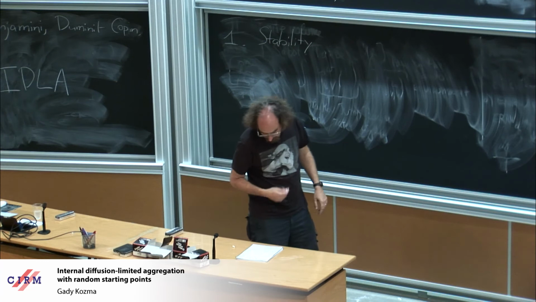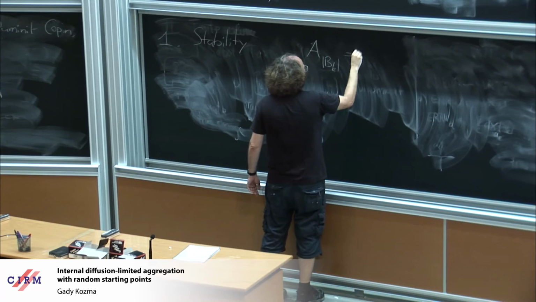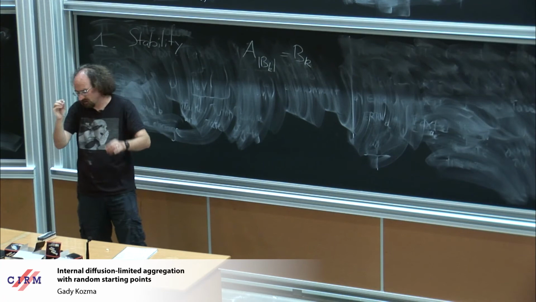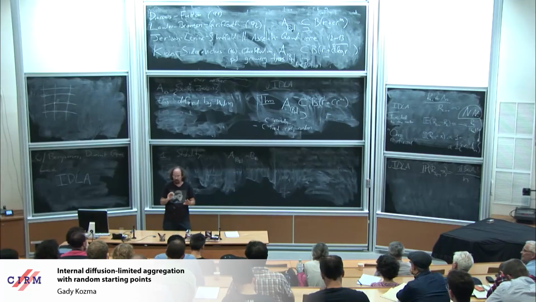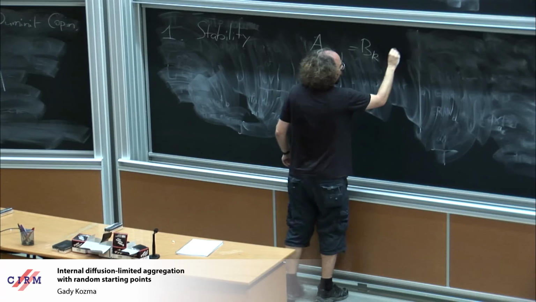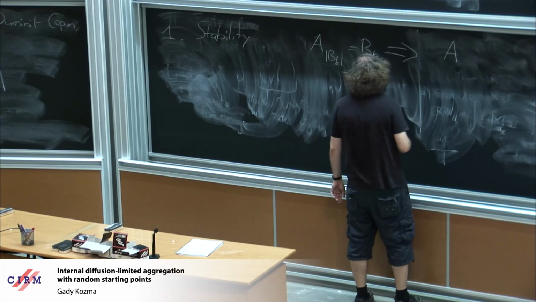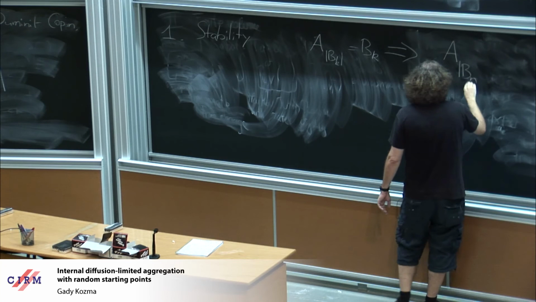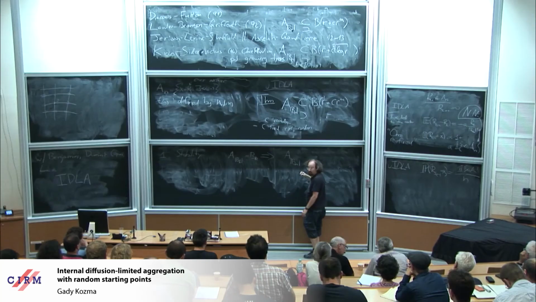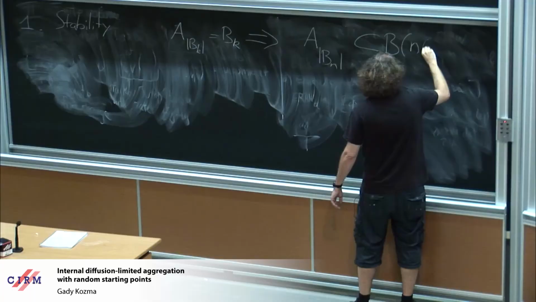What I mean by stability is that suppose you assume that A of some K is just equal to the ball of radius K. Of course, the discrete ball, I don't need to explain. Or you start the process at this point. Then from this, you can conclude that this property is preserved. Let me write explicitly what I mean. Hold with the questions until I'm finished.